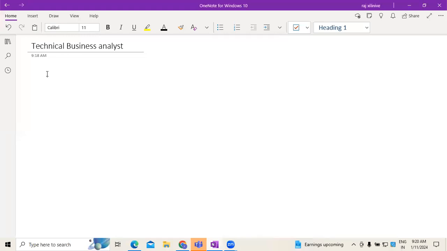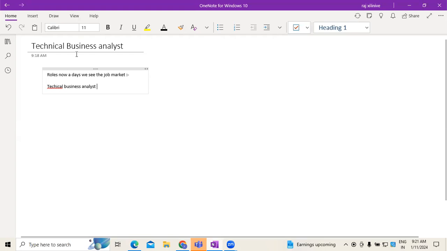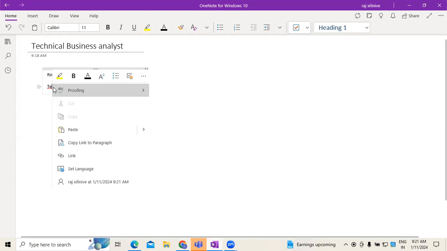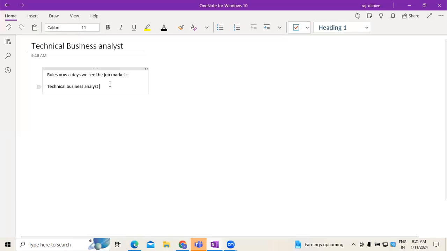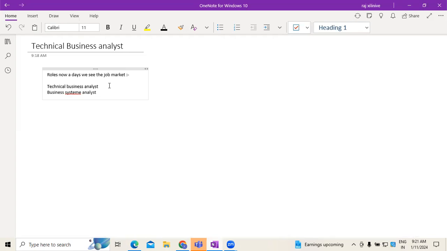So there are different roles nowadays we see in the job market as follows. For some job profiles, like technical business analyst, this is how it generally appears nowadays. And at the same time, there will be some job profiles like business systems analyst, etc. Right. So this is how generally we see the job profiles in the market.